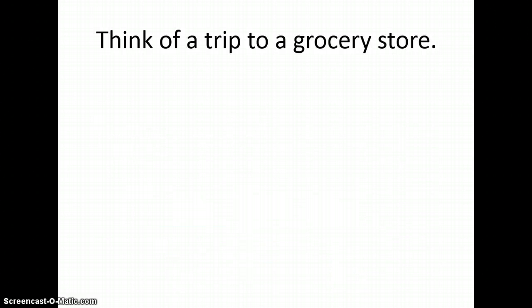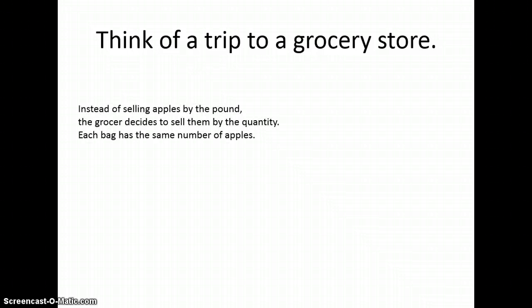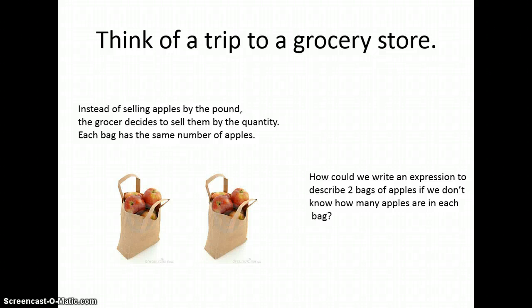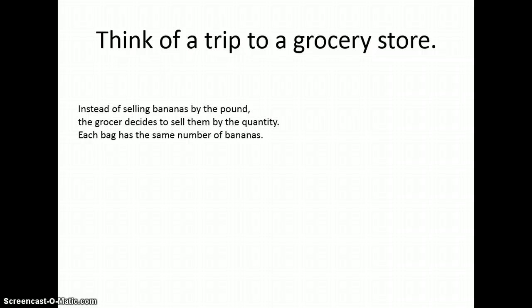understand real-world problems. Let's think of a trip to a grocery store. Instead of selling apples by the pound, the grocer decides to sell them by the quantity. So each bag is going to have the same number of apples. So how can we write an expression to describe 2 bags of apples if we don't know how many apples are in each bag? Well, I can write an algebraic expression, 2a, where 2 represents the number of bags I purchase, and a represents the number of apples in each bag.